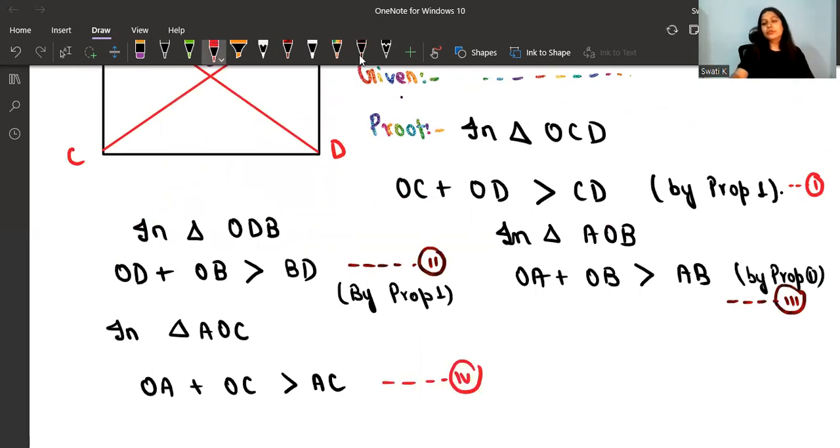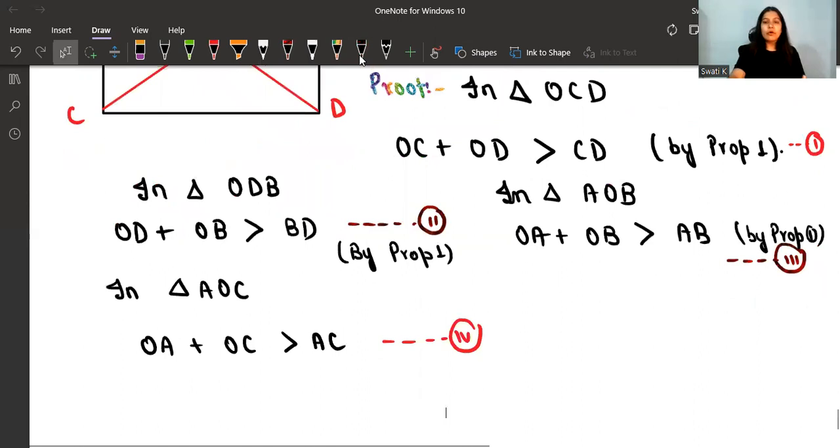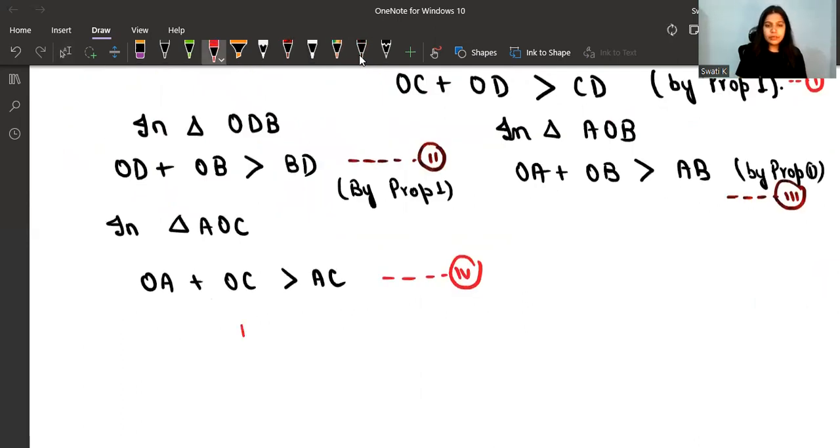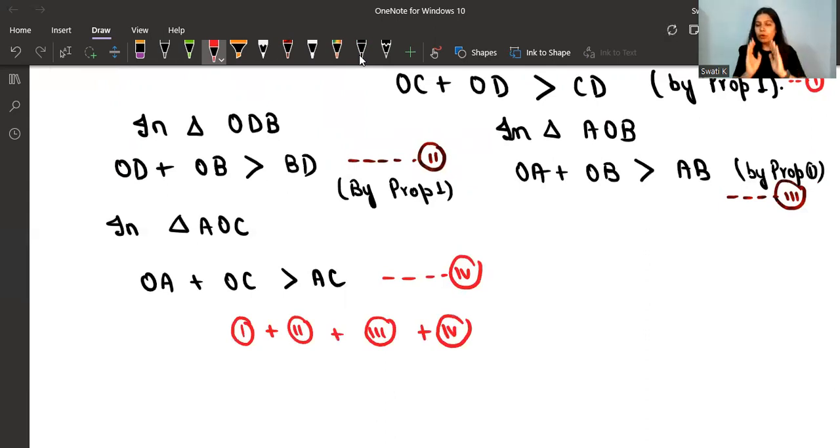Now, do you know what we are going to do? We are just going to add all 4 equations. So we can write down 1 plus 2 plus 3 plus 4. Always remember that whenever we are adding any equations or inequations, we always add the LHS, we always add the RHS. So here in equation 1, we have on the LHS, that means left-hand side, OC plus OD. Then let's move to the second equation and let's just write down the LHS part, plus OD plus OB.